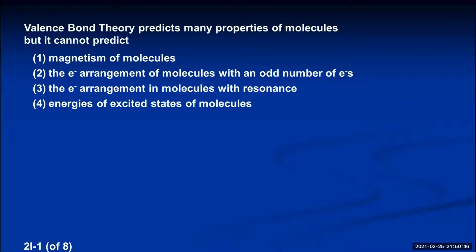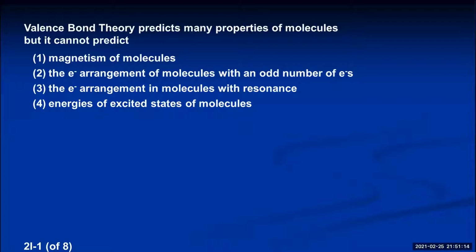And then something else, it actually cannot predict energies of excited states of molecules. We haven't talked a whole lot about this, but if a molecule gets excited and the electron's going to jump up to a higher energy state, it must be going to some new orbital. What orbital is it going in? I don't know. So there are some reasons to understand that valence bond theory really may not be the best theory for how non-metal atoms covalently bond together.